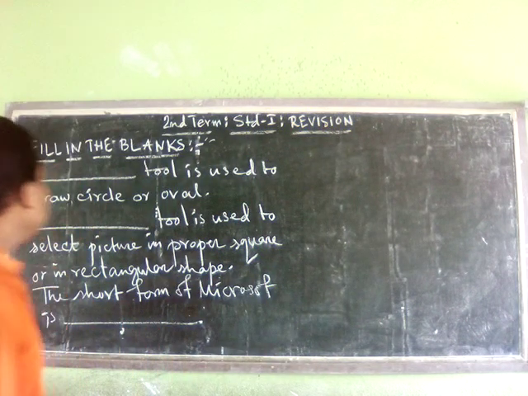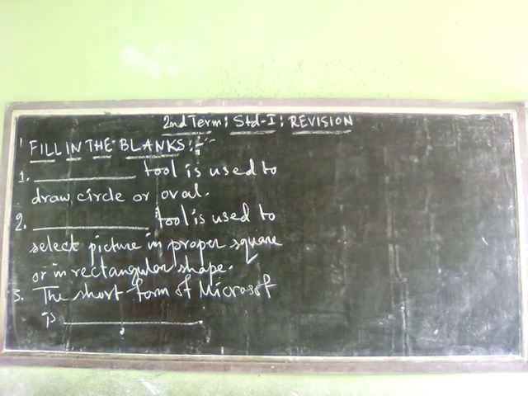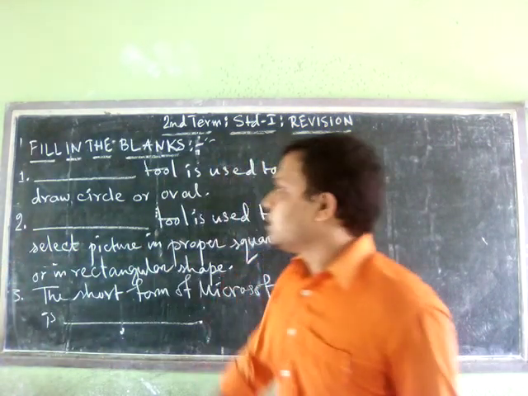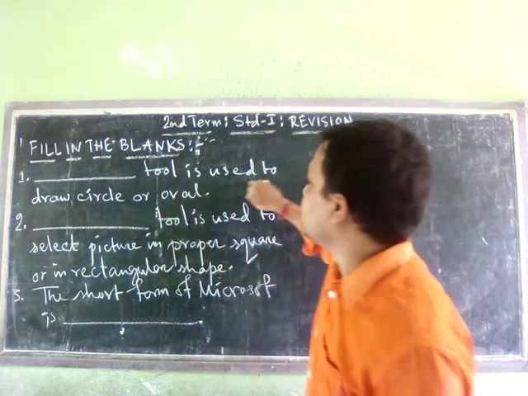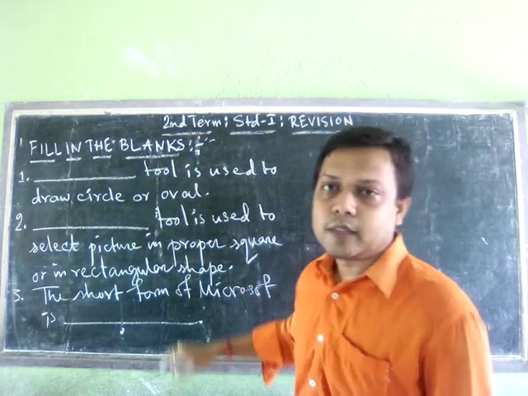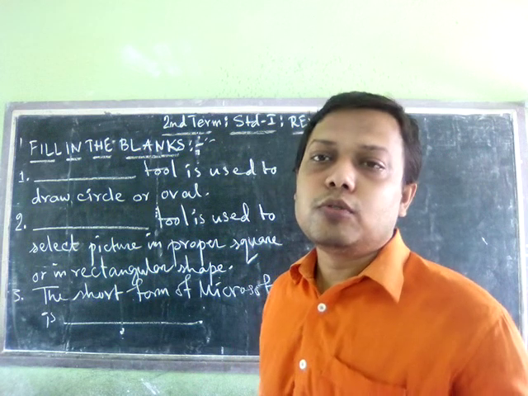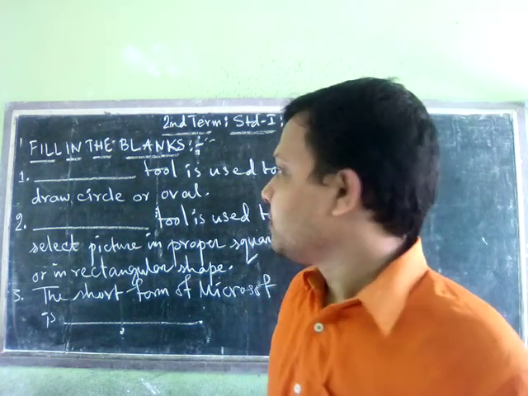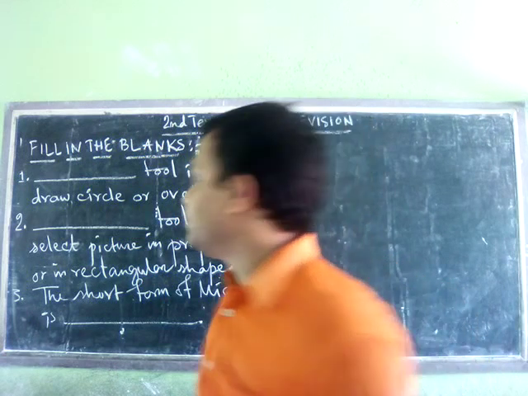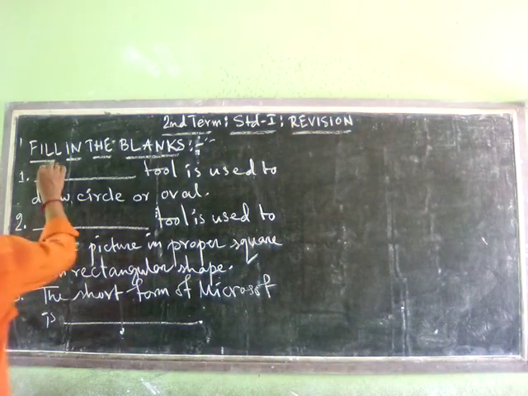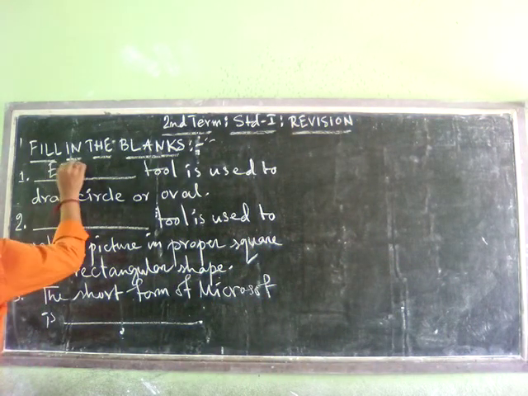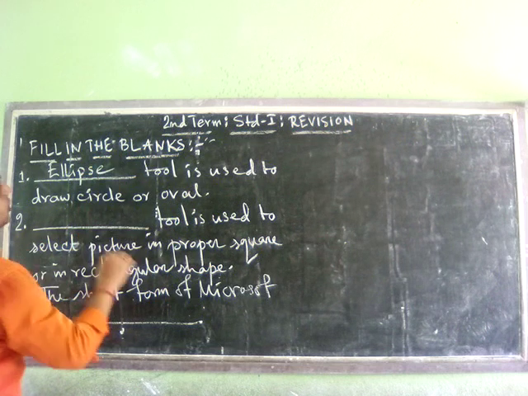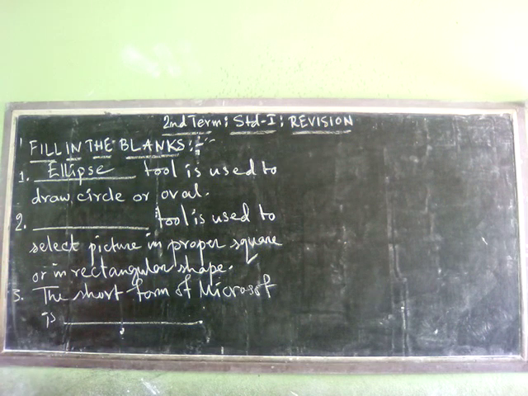Now let's see the answers. Question number 1: dash tool is used to draw circle or oval. Which tool helps us to draw circle or oval in MS Paint? The answer is ellipse tool. Ellipse tool is used to draw circle or oval.